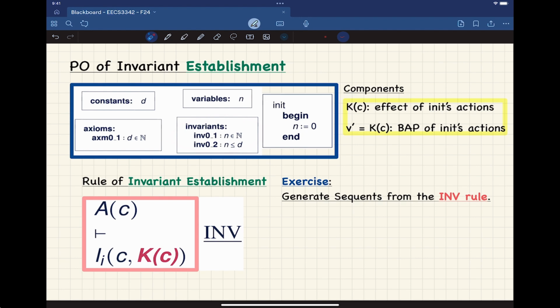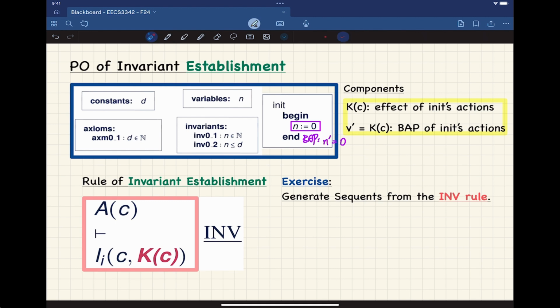We don't need to show any events over here. They are not relevant. We're now only talking about invariant establishment, so we only need to talk about init, and this is n becomes 0. And what's the before-after predicate? That could be useful too for later. If you look at the action over here, the before-after predicate is simply n prime equals 0. That's also easy to see.